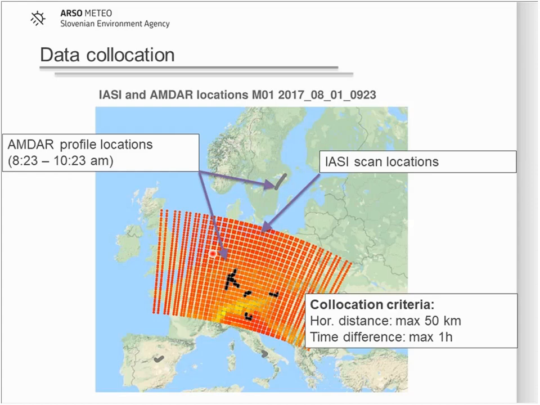And what we do here, you can see in gray one AMDAR flight, and in black you can see the corresponding IASI profiles along this track. So we don't take one IASI profile and one AMDAR profile and match them because the distance is just really huge. But we take several IASI profiles along the AMDAR flight and match them then. And this looks like this.